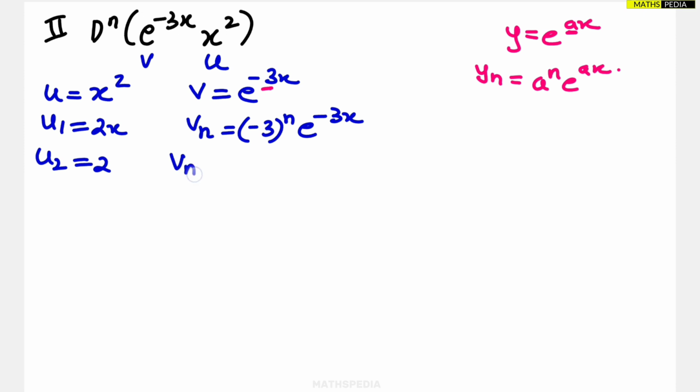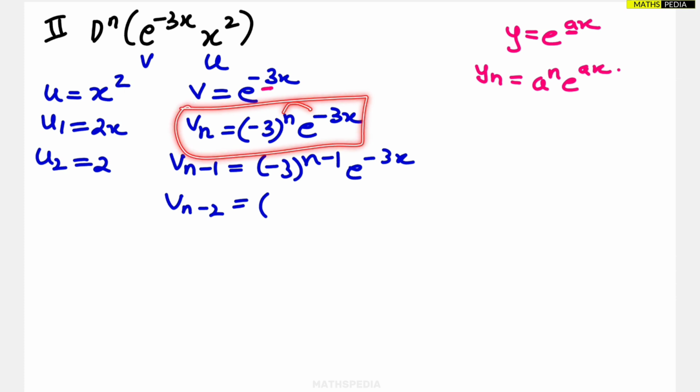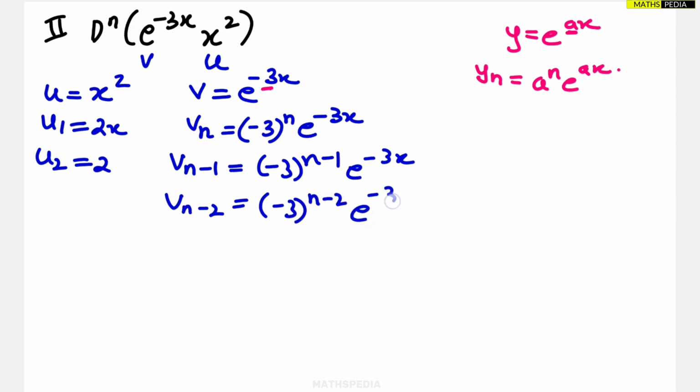We have to find Vn minus 1 as well as Vn minus 2. So in place of n, I have to substitute what? n minus 1. So what will happen? Minus 3 power n minus 1 into e power minus 3x. Next, n minus 2, what will happen? I have to substitute n minus 2 in place of n in the Vn equation, not the previous one. So minus 3 power n minus 2 into e power minus 3x.